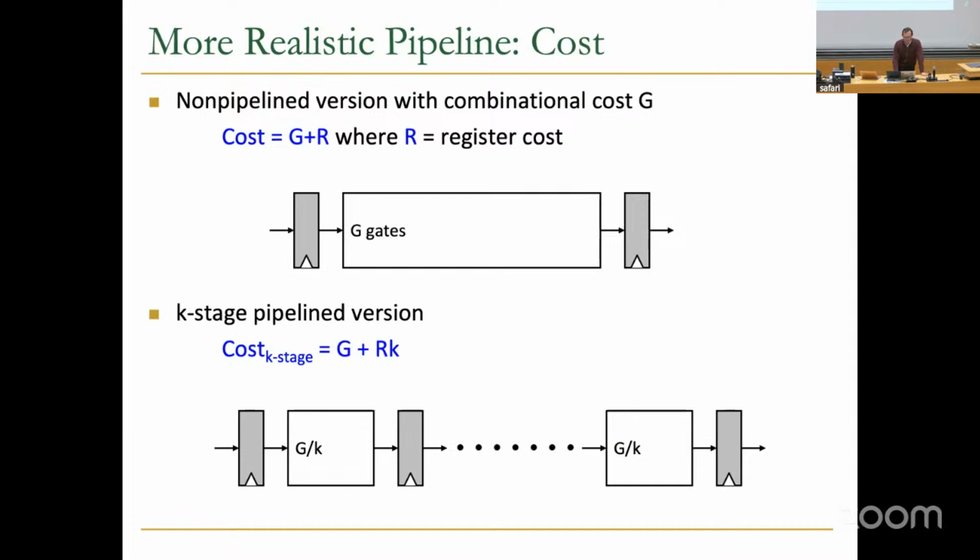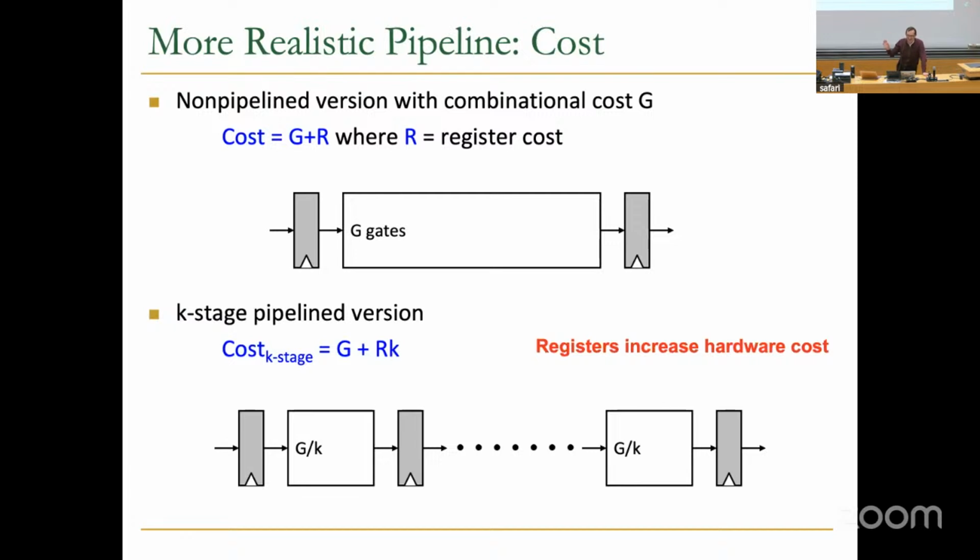Okay, cost. Cost is also interesting. Basically, if you look at a non-pipeline version with some cost, you need G gates to implement things. You also need some register cost, G plus R. As you pipeline, perfect pipelining assumes you divide G by K. And you don't increase the combination logic. We're going to see that that's not true. But even if that's true, you need more registers. So you need to multiply the register cost by K, at least linearly.